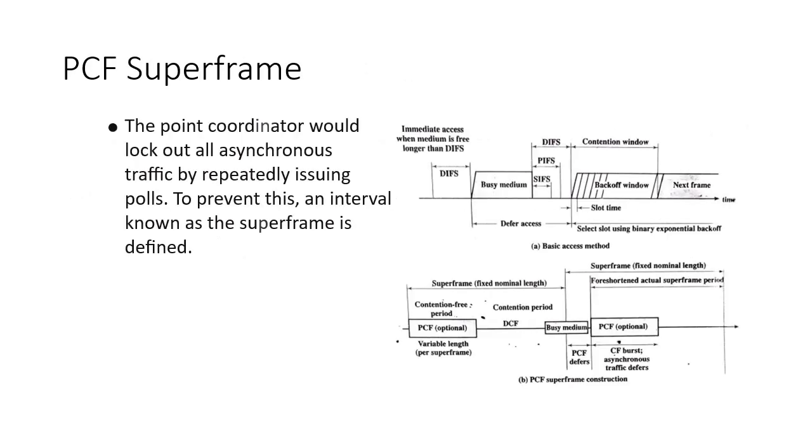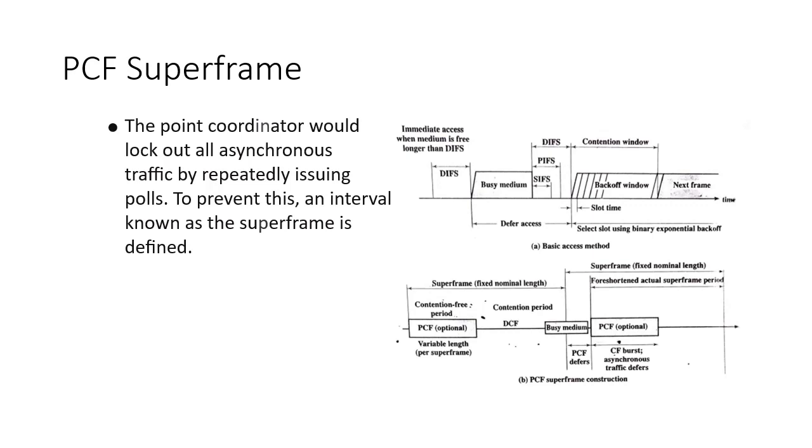If the discipline of the previously mentioned scenario were implemented, the point coordinator would lock out all asynchronous traffic by repeatedly issuing polls. To prevent this, an interval known as the superframe is defined. During the first part of this interval, the point coordinator issues polls in a round-robin fashion to all stations configured for polling. The point coordinator then idles for the remainder of the superframe, allowing a contention period for asynchronous access.